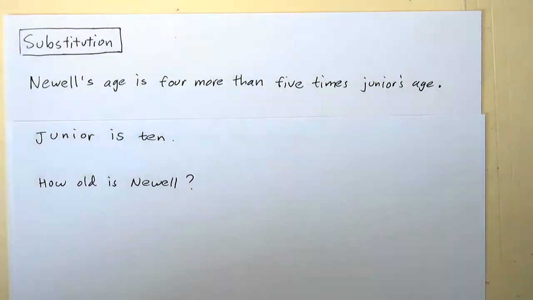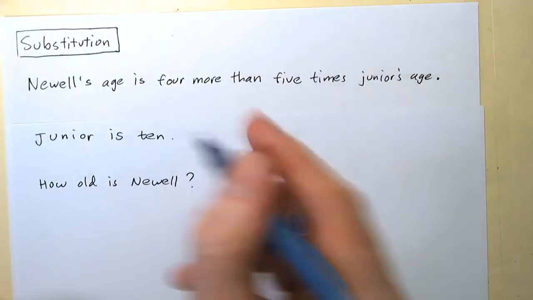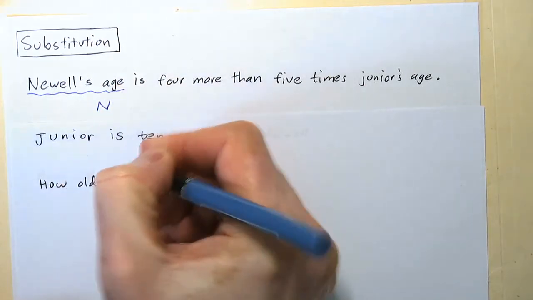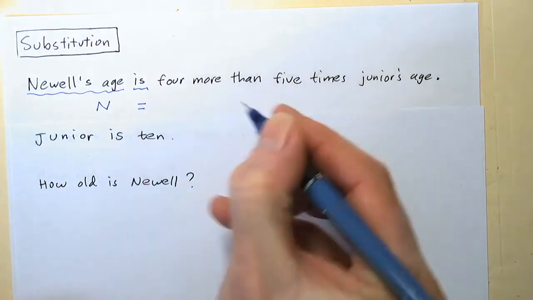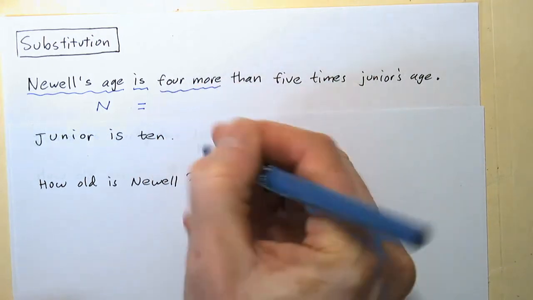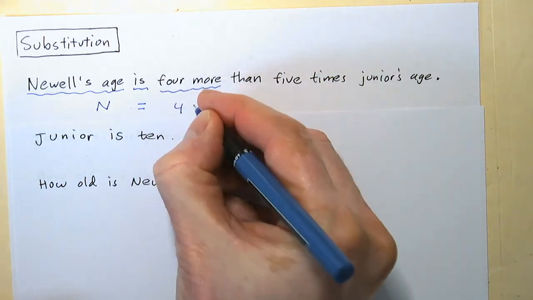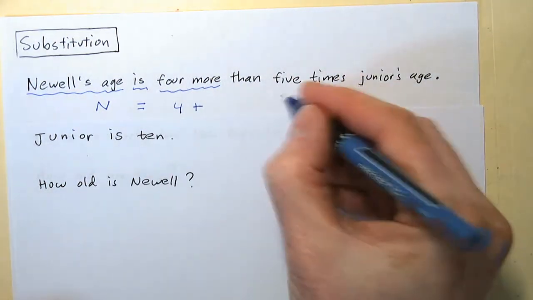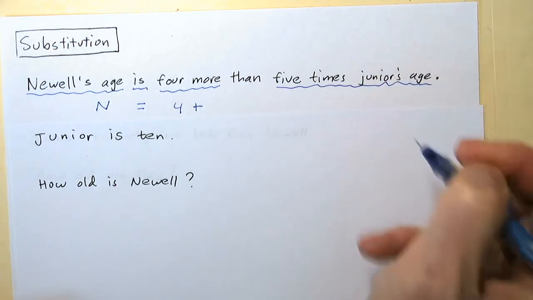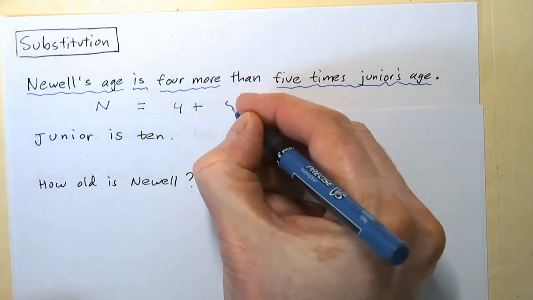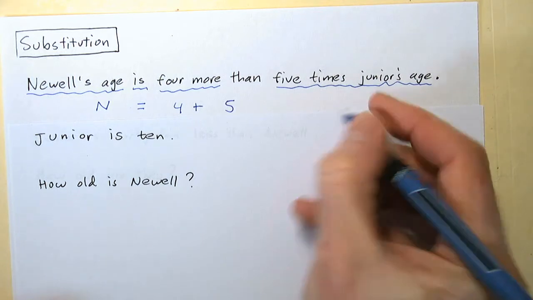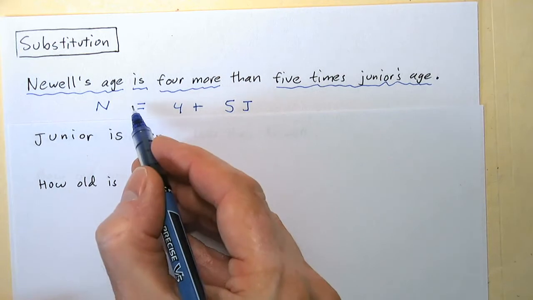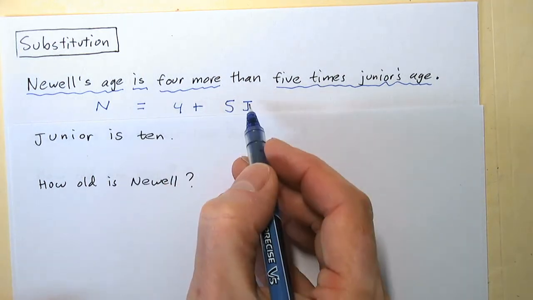You start with the first problem, and let's turn it into some letters. Newell's age. Okay, how about we use N? Is, that's equals. 4 more. How about 4 plus something? That's 4 more than, you'd add 4. 4 more than what? 5 times Junior's age. How about J for Junior? Okay, so we made a rule. Newell is 4 more than 5 times Junior.